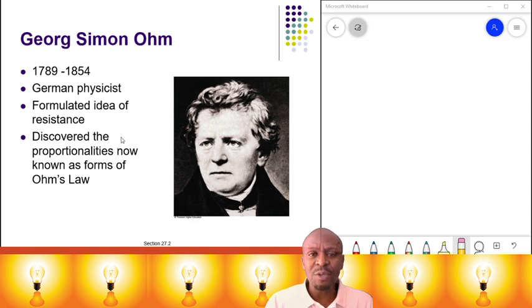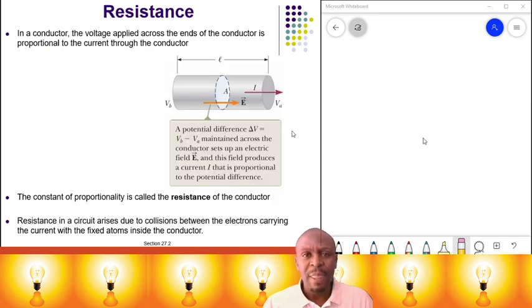This Ohm's law was actually formulated by the German physicist Georg Simon Ohm, who discovered the proportionalities now known as Ohm's law. Good. Now, for example, suppose that you apply a potential difference across this wire, and the electric field is going in that direction, and the current is going in that direction.